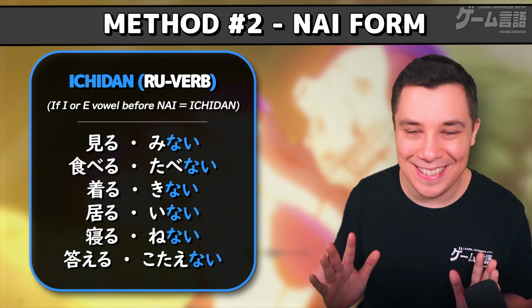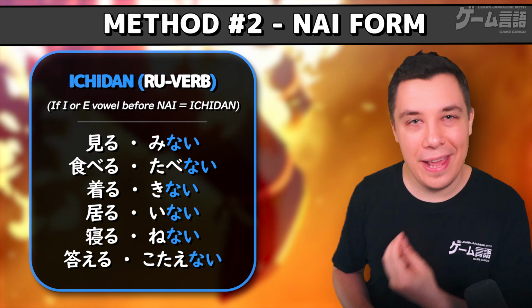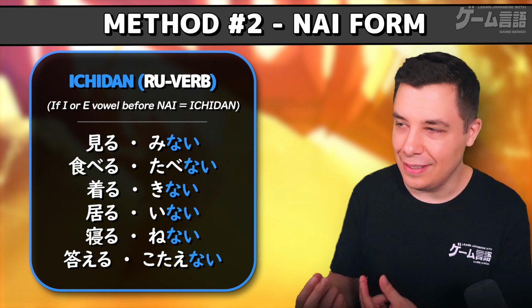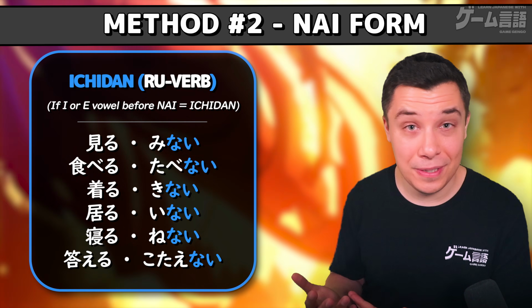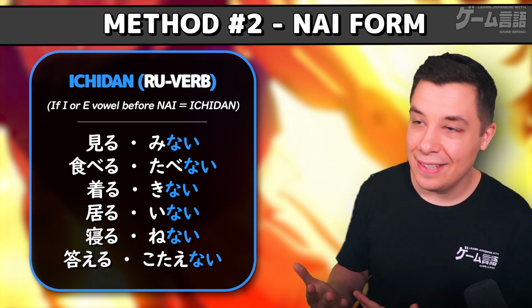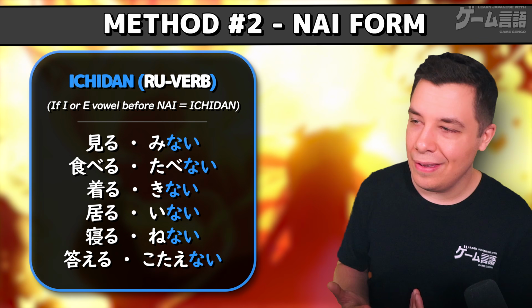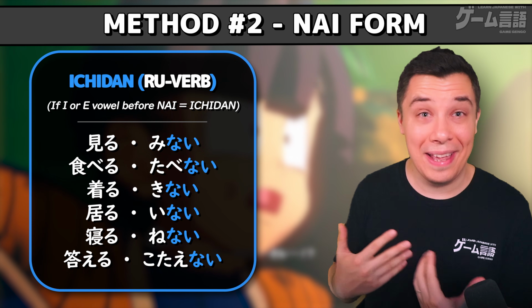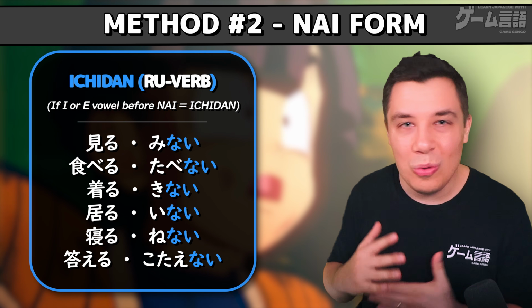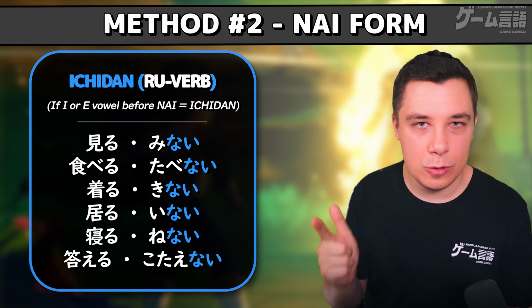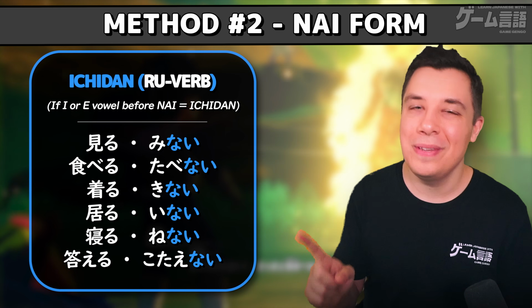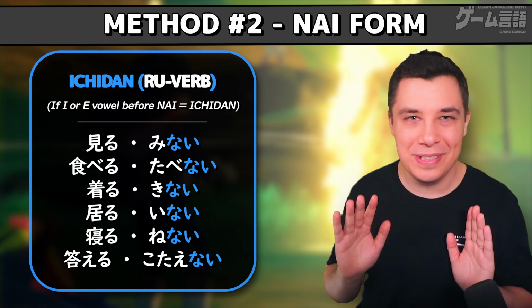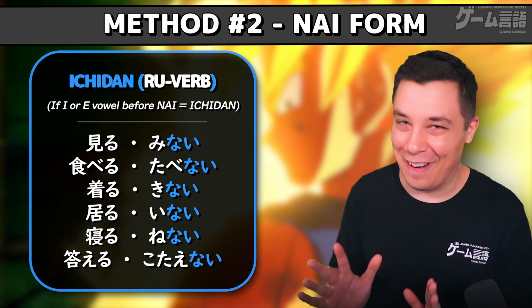So 100% of the time, if a verb has an i or an e sound before nai, like minai, to not look, tabenai, to not eat, kinai, to not wear, inai, to not exist, nenai, to not sleep, kotaenai, to not answer, all of these have an i or an e sound before nai, therefore it's an Ichidan verb, 100% of the time. Very, very reliable.